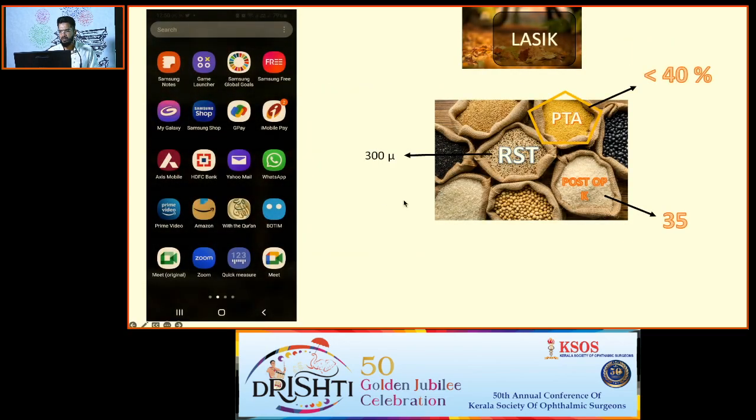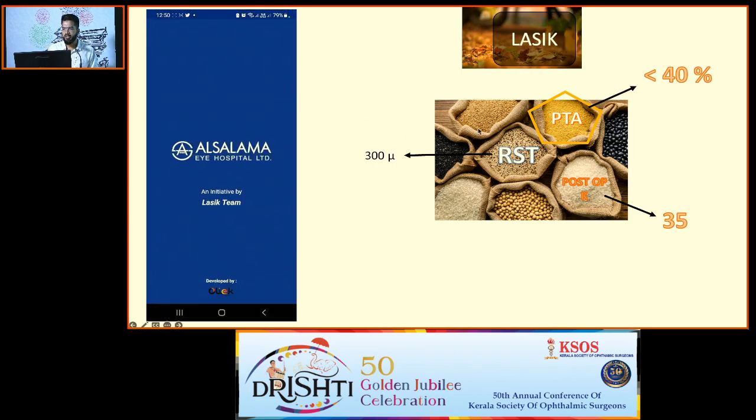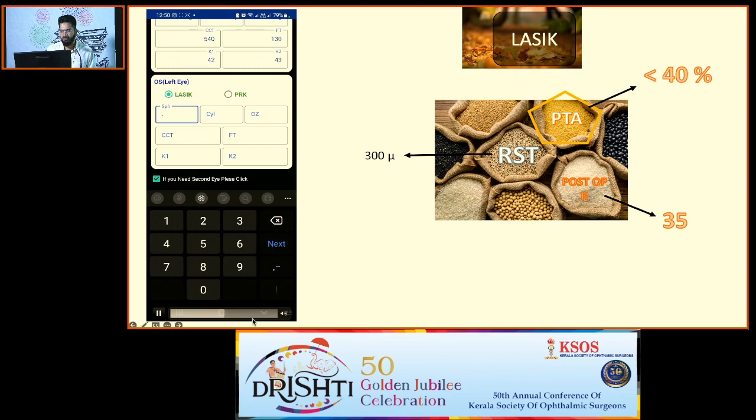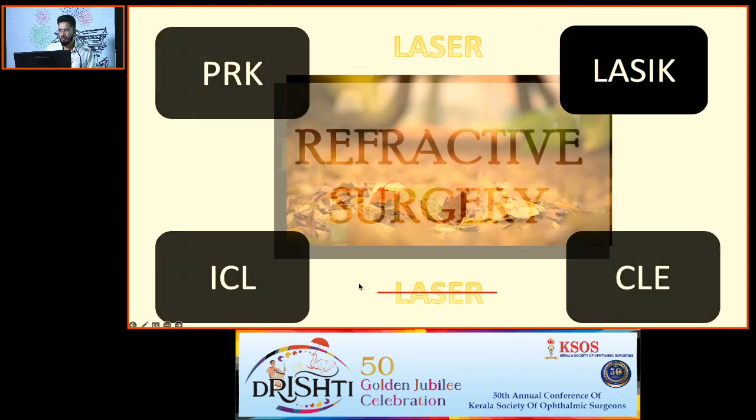I have made a Google app to calculate all this in one go. We can just enter the power and it will tell us how much is the PTA, RST and post-op K. It can be easily calculated by the optometrists themselves.